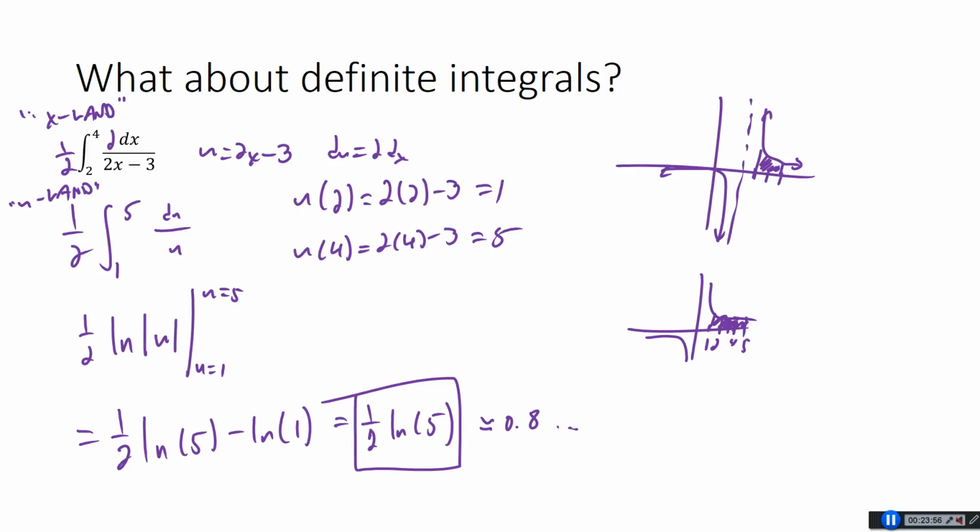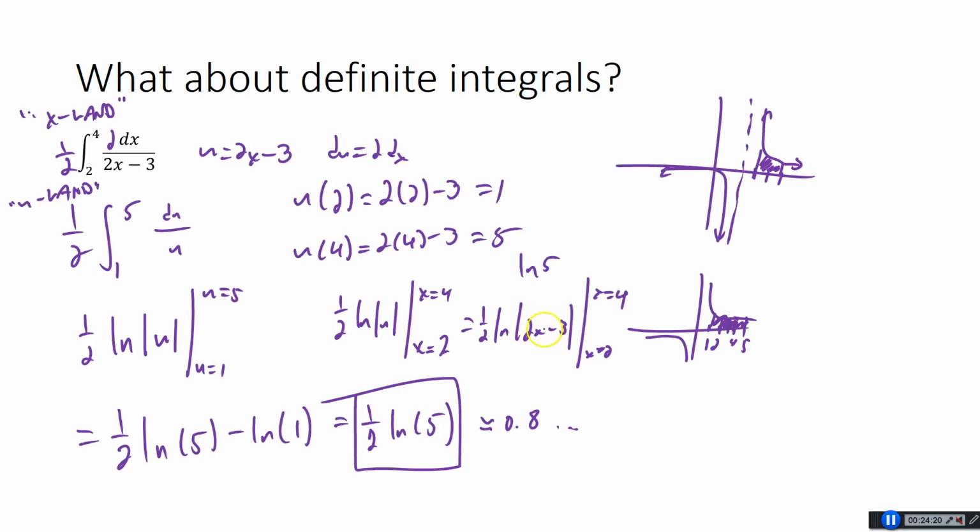There's another option to do this. You could leave it in x's. So at this point, you could have 1/2 ln absolute u evaluated from x equals 2 to x equals 4. And then you would change the u back. So you'd have absolute 2x minus 3 evaluated from x equals 2 to x equals 4. You plug 4 into this, you get 8 minus 3, it's ln of 5. Then you plug 2 into this, you get 4 minus 3 is ln of 1. You end up with exactly the same thing that we had before, but it just took you more work and more thinking to get to it.